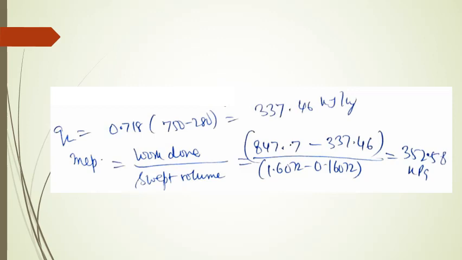So the value of MEP comes out to be 352.58 kilopascal, and swept volume, you must be knowing, is equal to V1 minus V2.